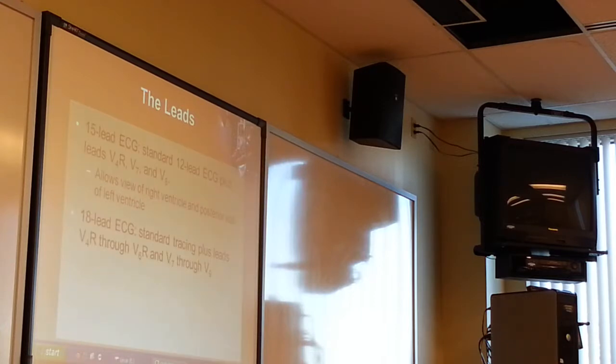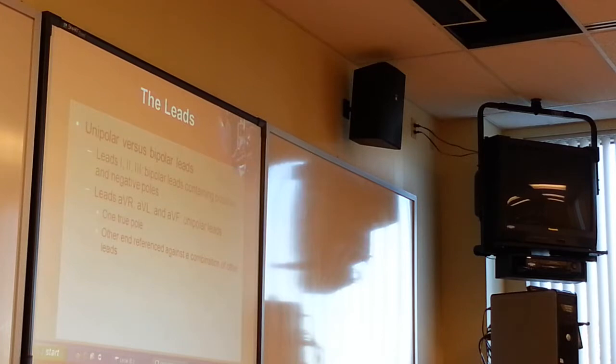We talked about the 15 lead EKGs. The standard is the 12 lead plus V4R, V7, and V8. It allows a view of the right ventricle and the posterior wall of the left ventricle. The 18 lead is the standard tracing plus V4R, V6R, V7 through V9. Again, I've never seen an 18 lead EKG, but I will definitely talk to my cardiologist when I see him.